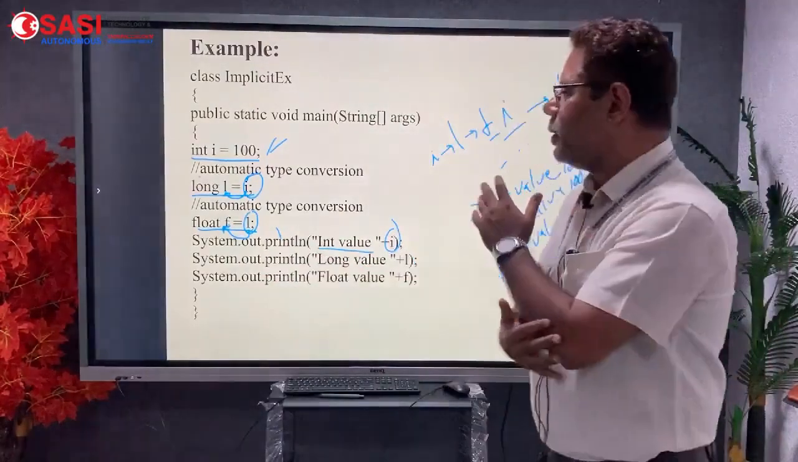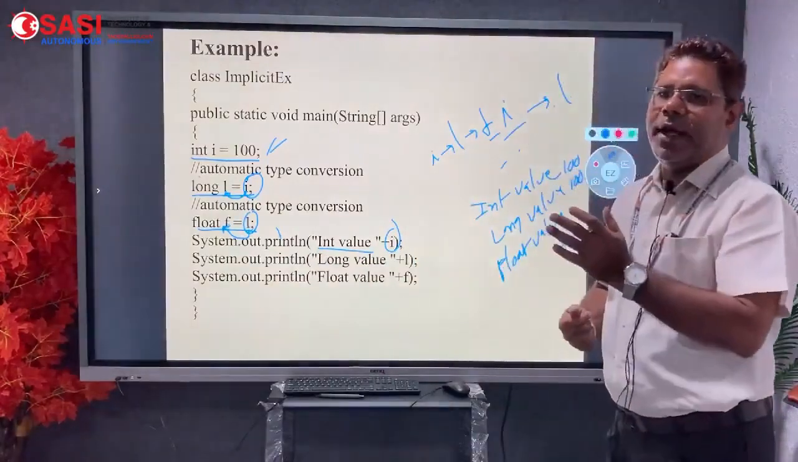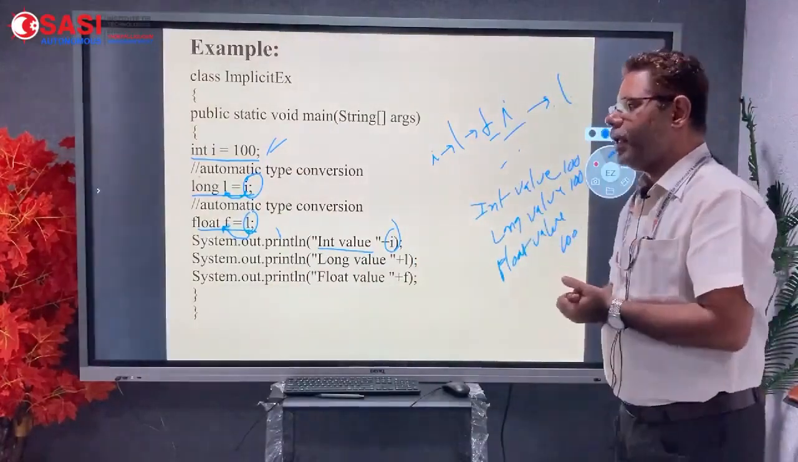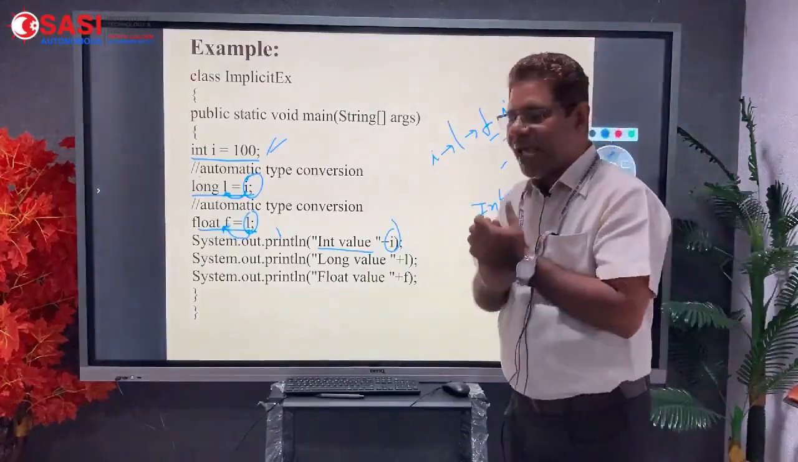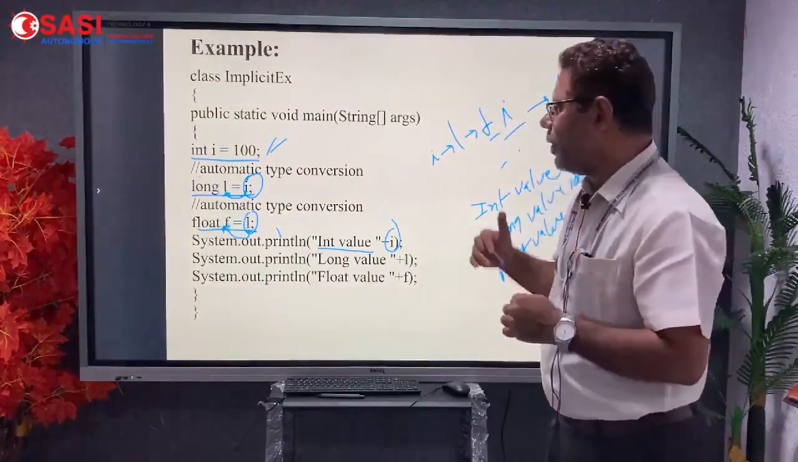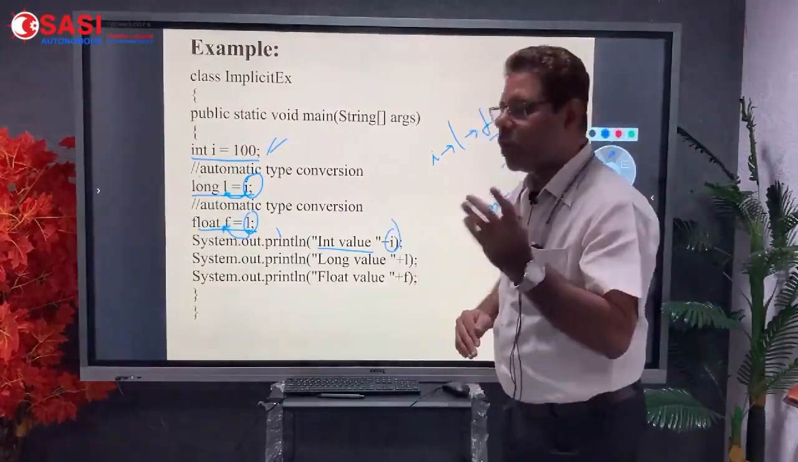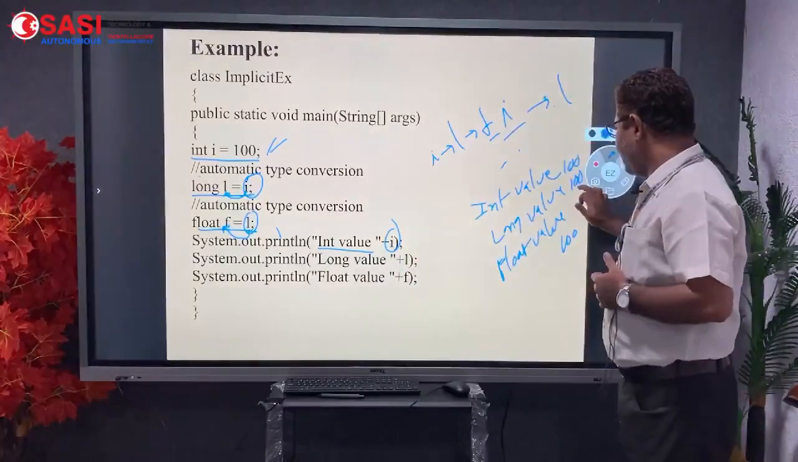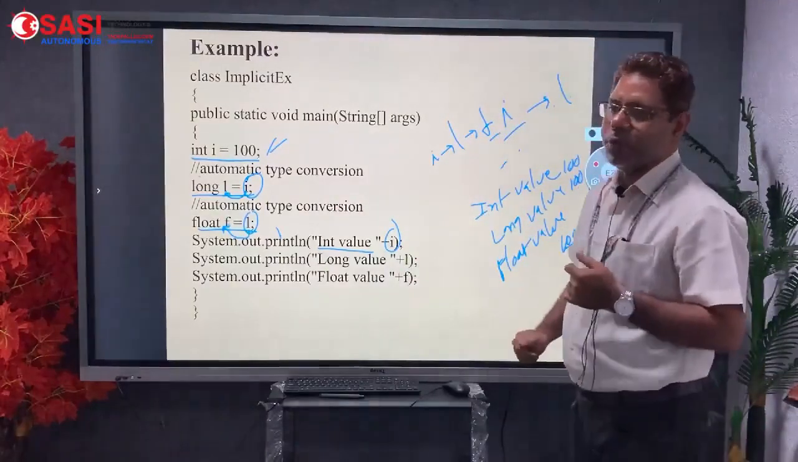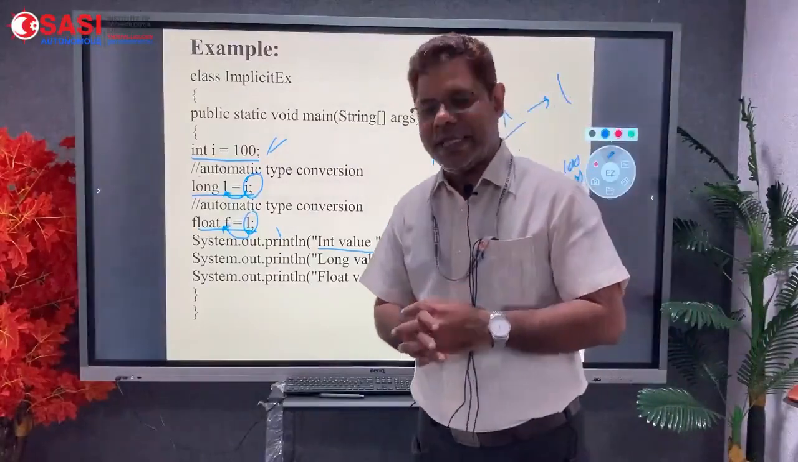So in this program, the i integer value is easily converted into the long data type. The L value, long data type, is easily converted into the float value. So the output is 100, 100, 100.0. So this is the implicit casting.